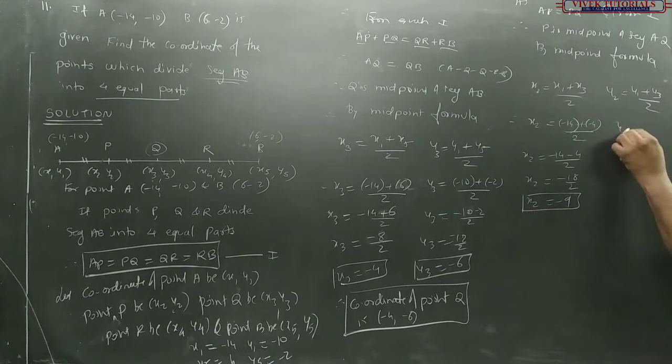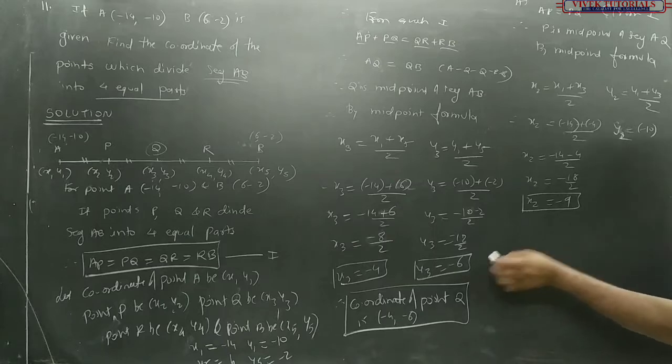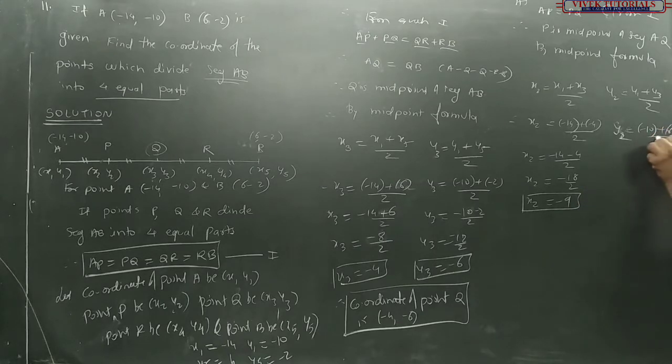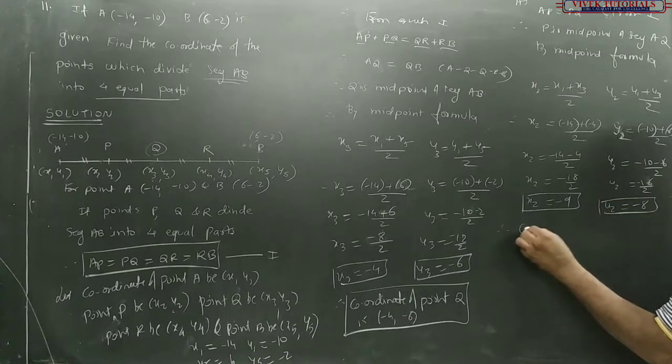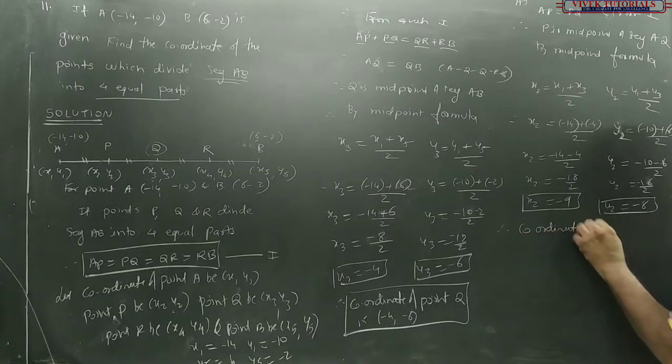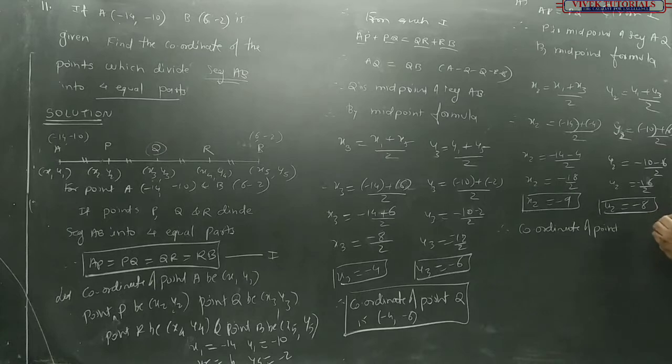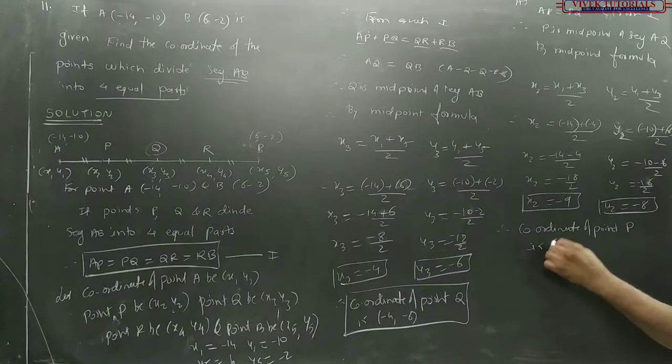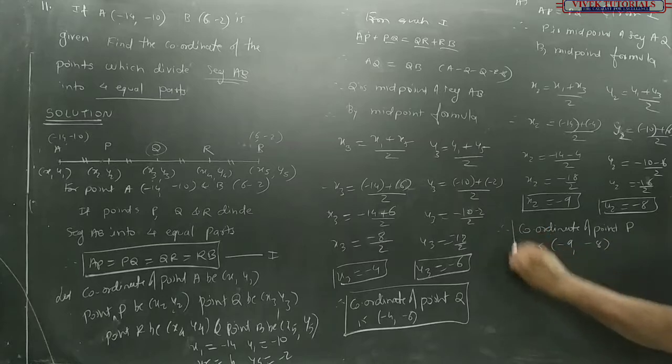And here y2 is equal to y1, which is nothing but minus 10, and y3 we got as minus 6, upon 2. So y2 is equal to minus 10 minus 6 upon 2. y2 is equal to minus 16 upon 2. y2 is equal to minus 8. Therefore, what can I write then? Coordinate of point P is minus 9, minus 8.